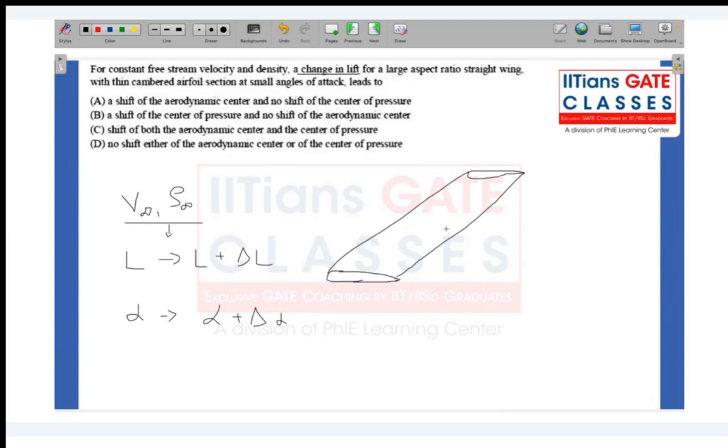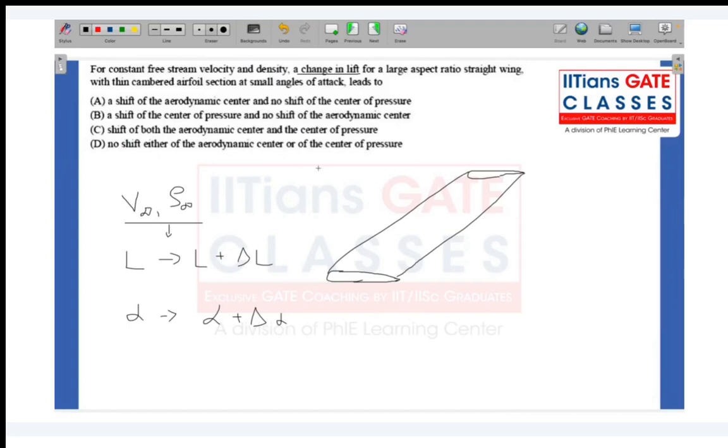So what they're asking is what it leads to. So it leads to a shift in the aerodynamic center and no shift in the center of pressure, a shift of the center of pressure and no shift of the aerodynamic center, a shift of both aerodynamic center and center of pressure, and no shift in either of them. They're asking what is actually changing here, whether my aerodynamic center is changing or what exactly is happening here.